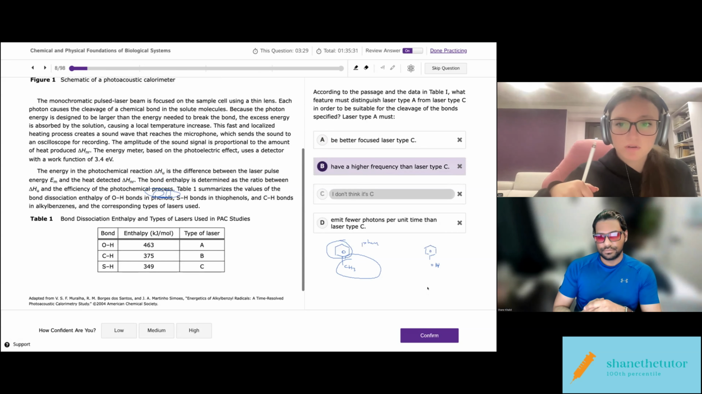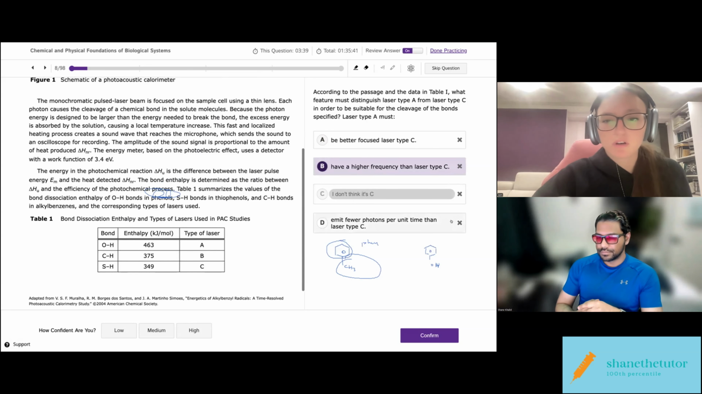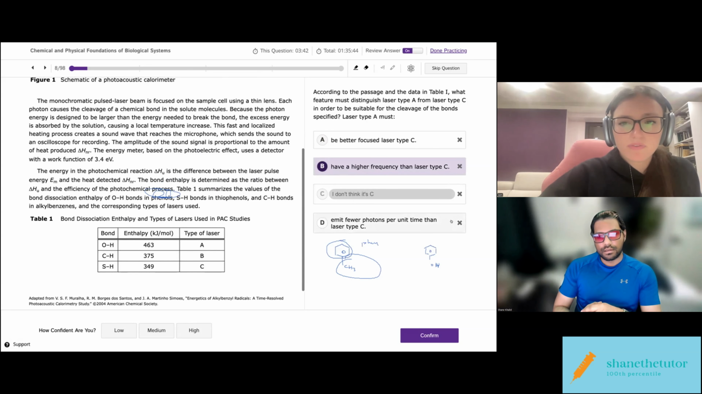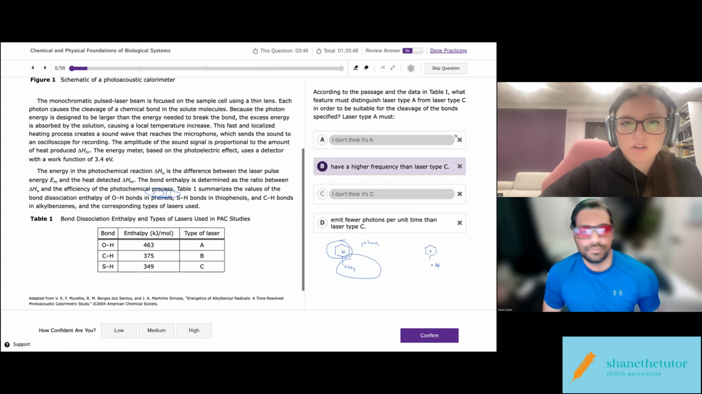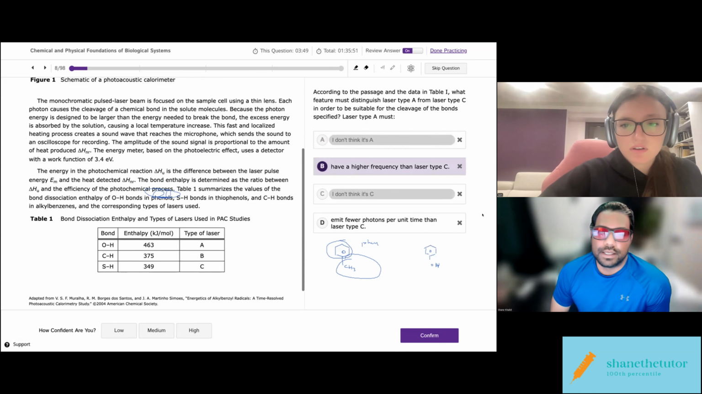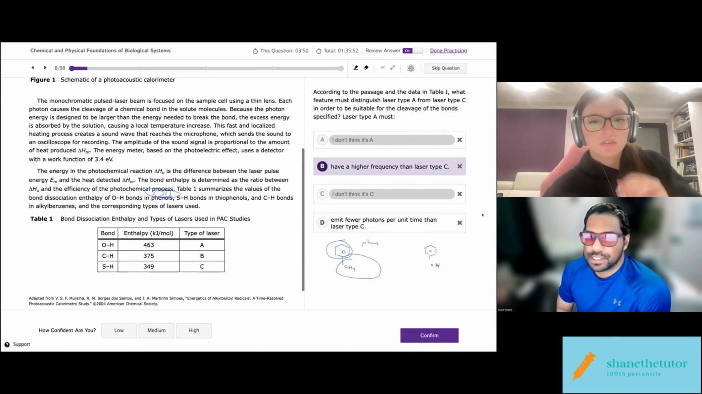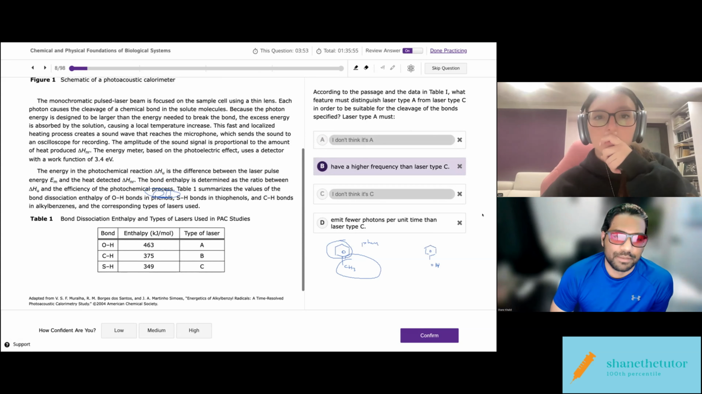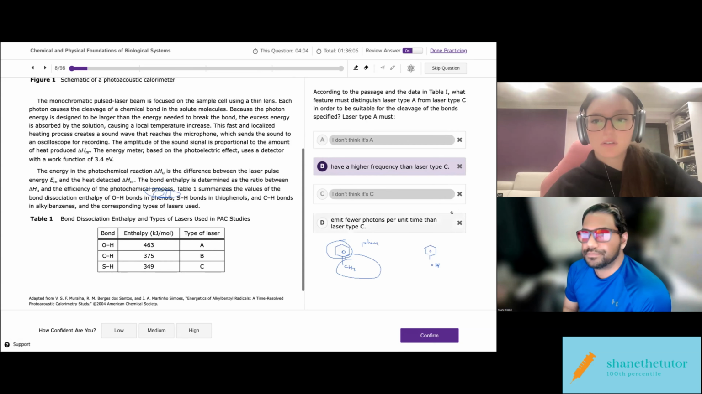Emit fewer photons per unit of time. Do we know that based off of just the information that we have? I know this one's just wrong. The number of photons is like the intensity, so this can be intensity per unit time. But we were saying that intensity is not related to energy. Exactly, yeah.